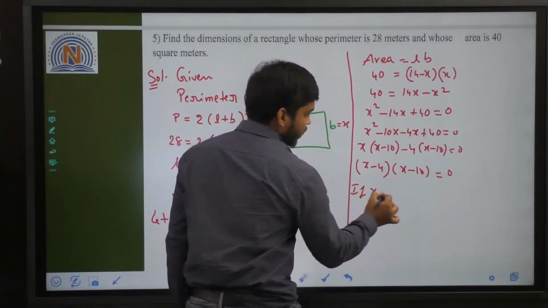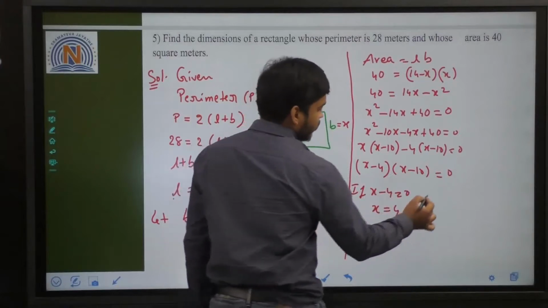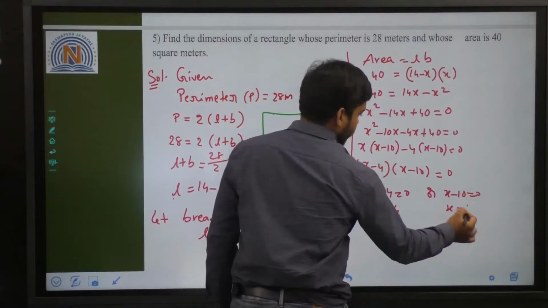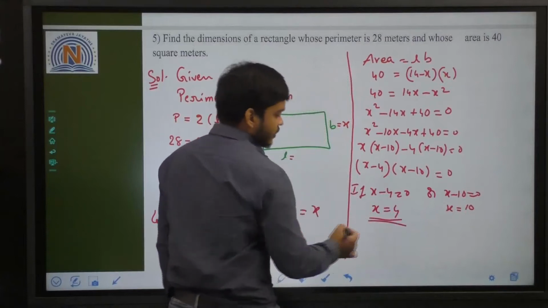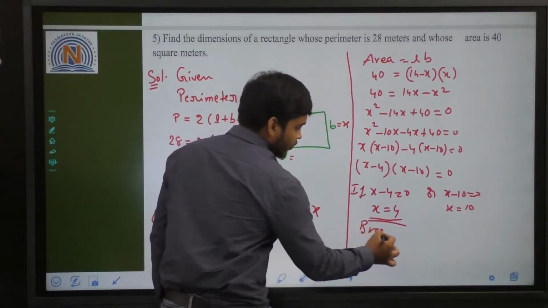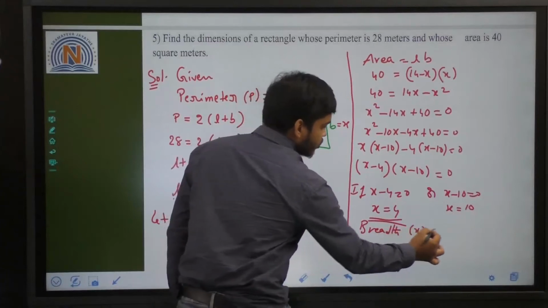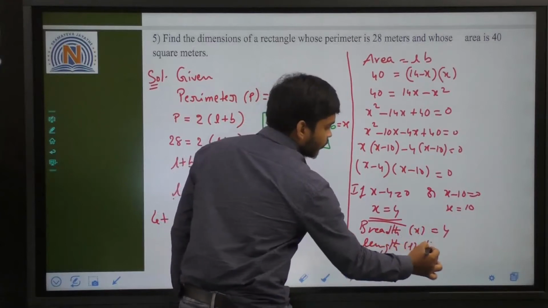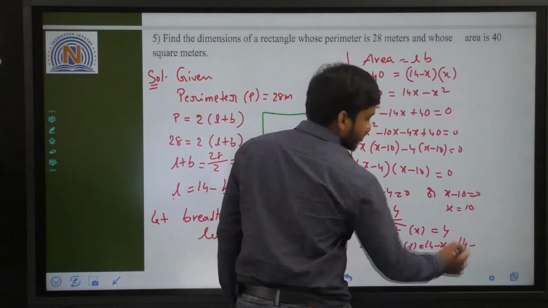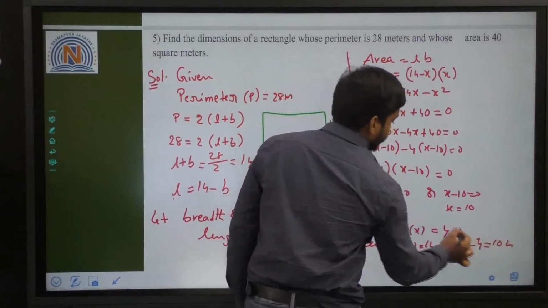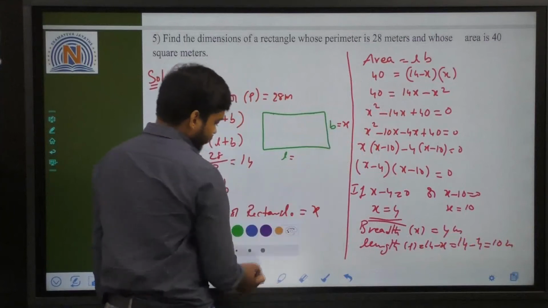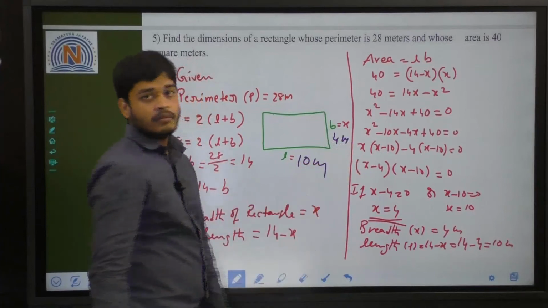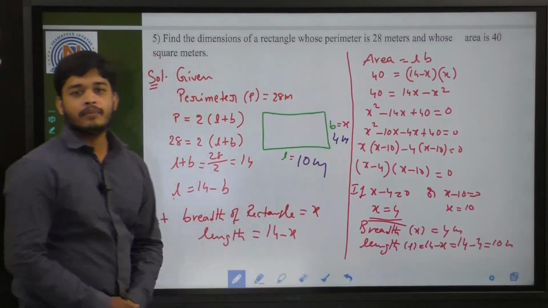If x minus 4 equals to 0, x is equal to 4, or x minus 10 equals to 0, x is equal to how much? 10. Now I'm considering breadth as 4. Breadth x is equal to 4, then length L is equal to 14 minus 4, that is 10 meters. So here breadth is 4 meters and length is 10 meters. Understand? Thank you, students.